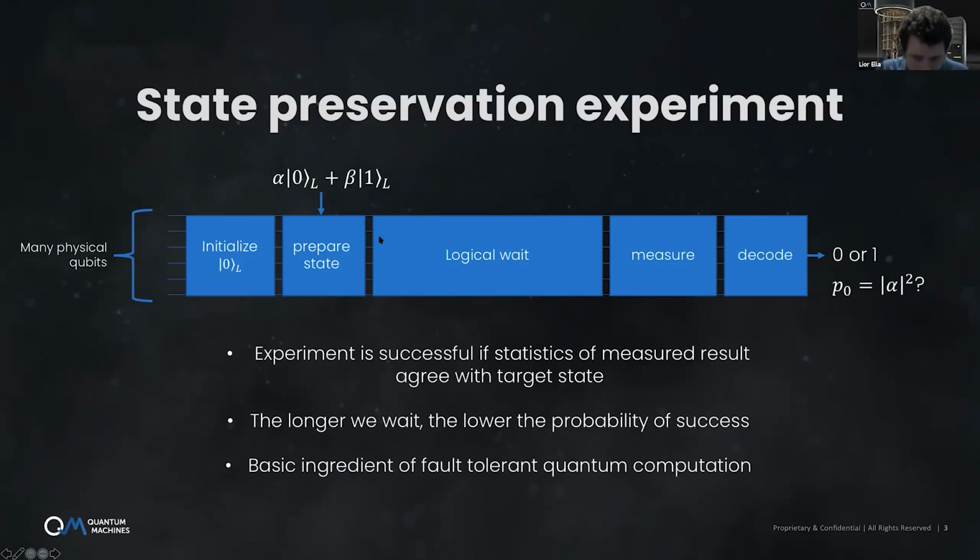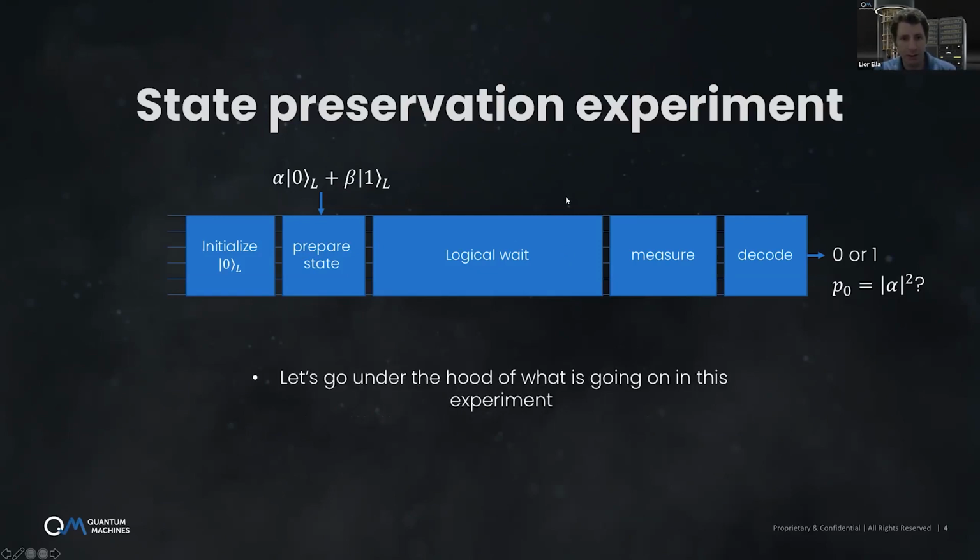A few basic things: the longer we wait, the lower the probability of success is going to be. Also, this is a basic ingredient of fault-tolerant quantum computation, like the identity operation, right? You must be able to do this in order to progress to more difficult things, like for example playing logical gates. This seems fairly simple, but let's go under the hood to see what is going on, and we'll see that it's actually quite involved.